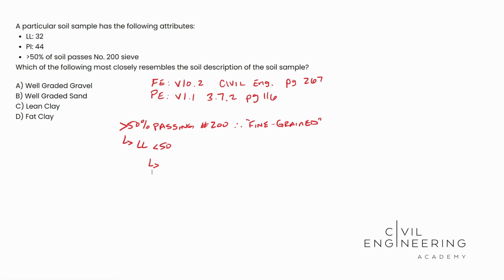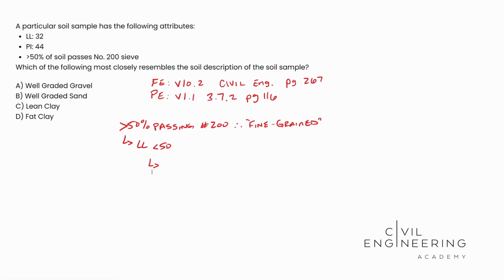All right, and so now we're caught up. Greater than 50% passing the number 200, therefore it's fine grained. And then we have a liquid limit less than 50. And then we're talking inorganic or organic, and what kind of inorganic, if we are inorganic. Let's go ahead and take a look at the qualifications. The PI needs to be greater than 7. That qualifies us. And it plots on or above the A line.